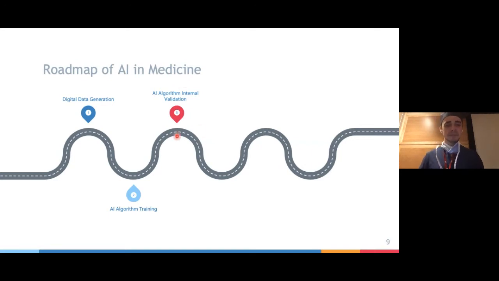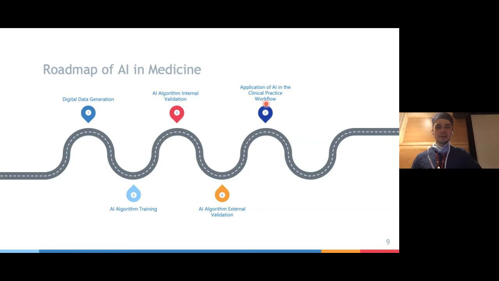your AI model performs. But it's not enough to have AI in the real world. You usually need at least one or multiple external validations, similar to clinical trials. You need to show that your AI algorithm is working outside of your institution. And then you need to find a way to integrate it into clinical workflow. This step is often underestimated because it's not enough to have an AI algorithm that can read ECGs. You have to display the result in a convenient manner. Ideally, you don't want to add more work to the physician. You want to make it as simple as possible. And this is mainly in the realm of research.